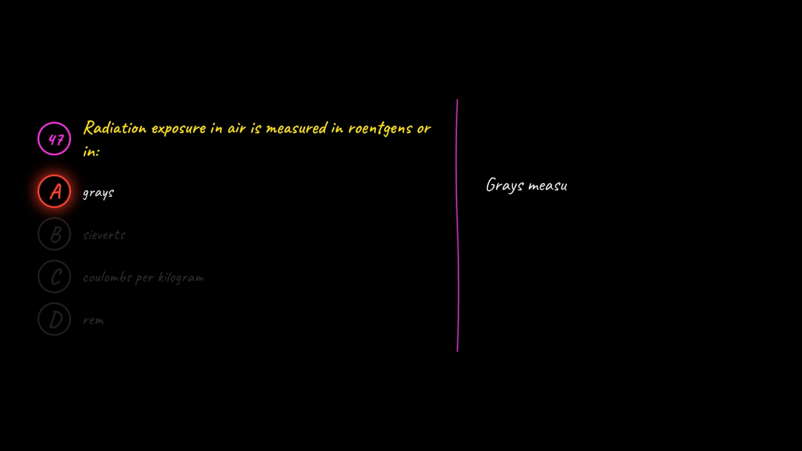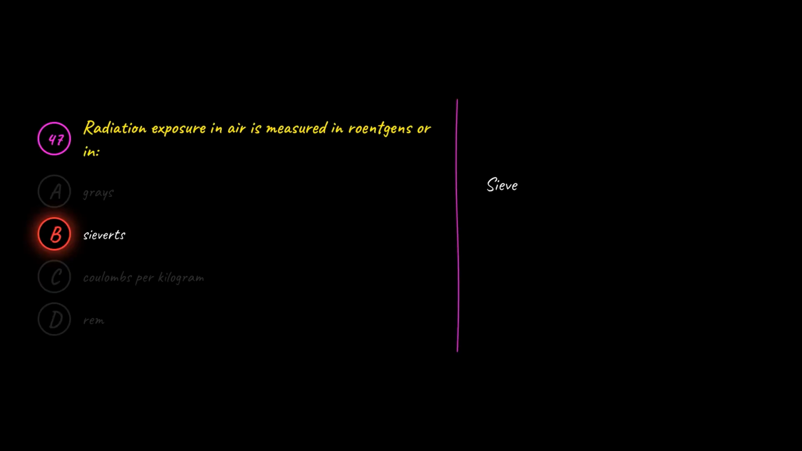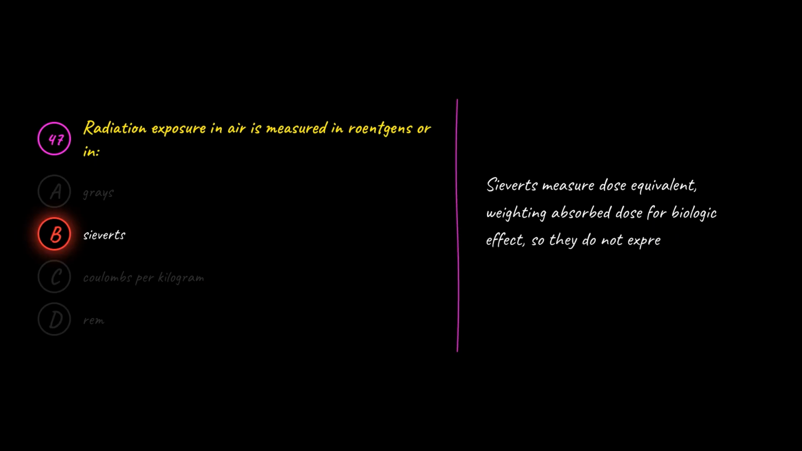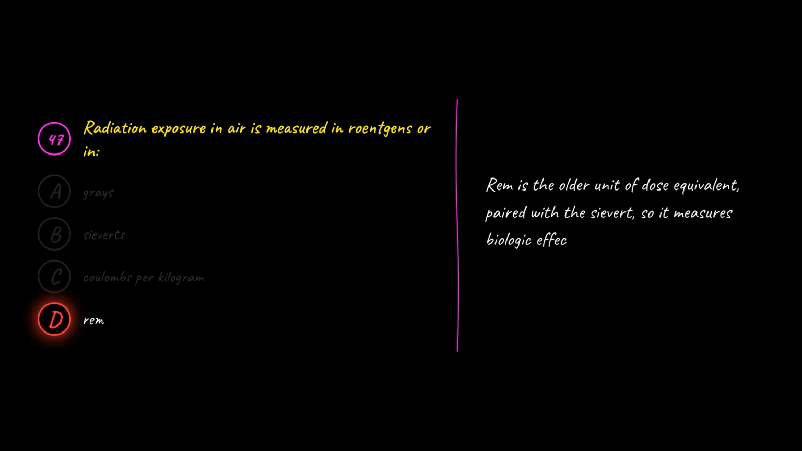A is wrong because grays measure absorbed dose, the energy deposited in tissue, which is a different quantity from the exposure in air that Röntgens are used to describe. B is wrong because sieverts measure dose equivalent, weighting absorbed dose for biologic effect, so they do not express the simple exposure in air being asked about. D is wrong because REM is the older unit of dose equivalent, paired with the sievert, so it measures biologic effect rather than exposure in air, which Röntgens record.